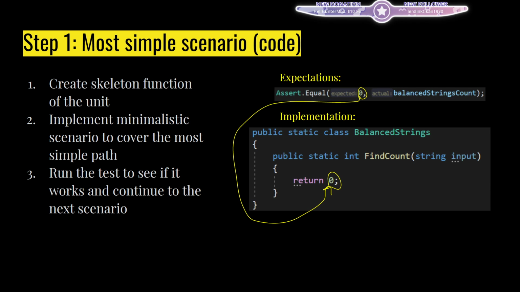Then, so we wrote a test, and now we are implementing what is in the test. And the minimalistic approach for implementing that is to simply return 0. Our expectation is 0, and we just write the implementation so that the tests pass. We did that. We covered the minimal. Now let's move to the next scenario.